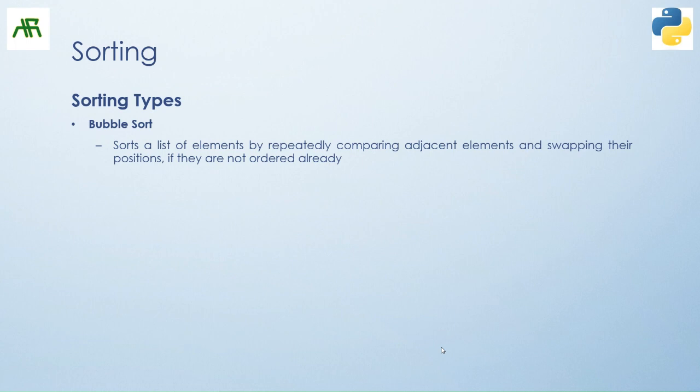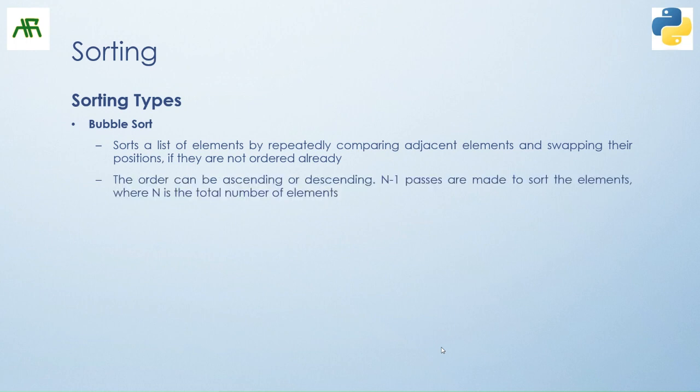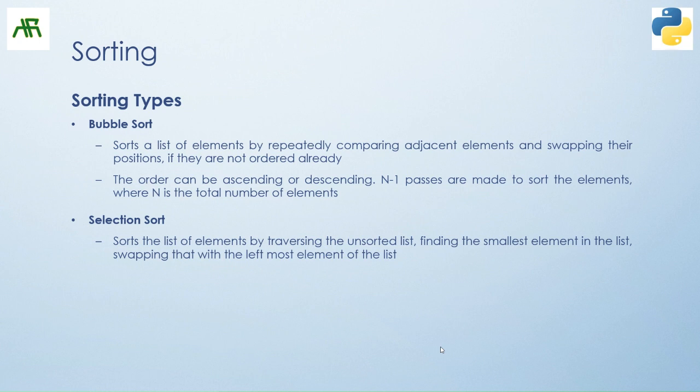So it's basically bringing one element before or after another based on the order we want. The order can be ascending or descending, and n minus 1 passes are made to sort the elements, where n is the total number of elements. Second is the selection sort. It sorts the list of elements by traversing the unsorted list, finding the smallest element in the list, and swapping that element with the leftmost element of the list.